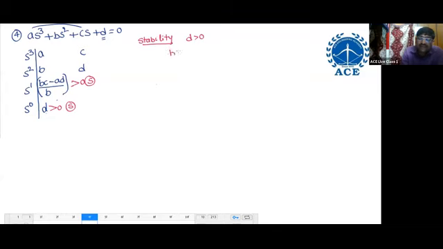Divided by B means same, na. BC minus AD must be greater than 0. That means BC must be greater than AD. Then the given system is stable. Stable means what? All the three poles lie in the left of the S plane.